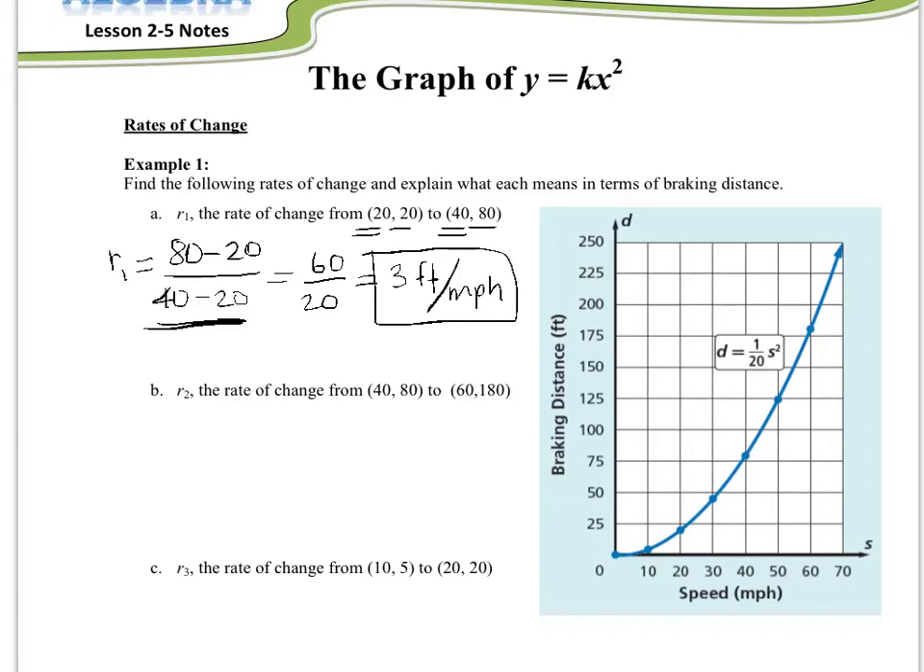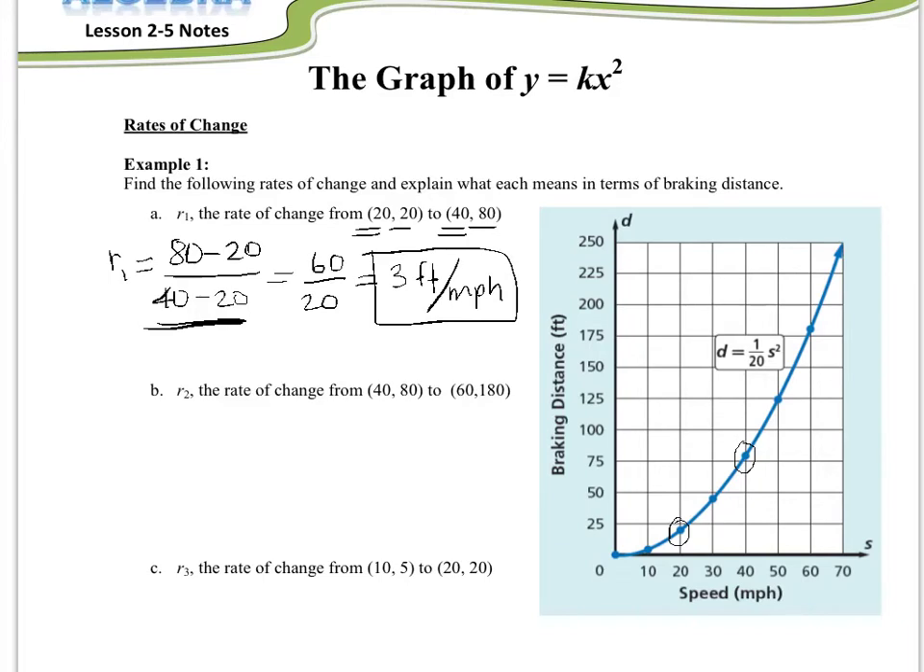The first point was (20, 20), so it was this one. And the second one was (40, 80). So between those points on that curve, for every 1 mile per hour it goes up in speed, you need 3 more feet to stop the car. That's what that means. So let's do R2 now.